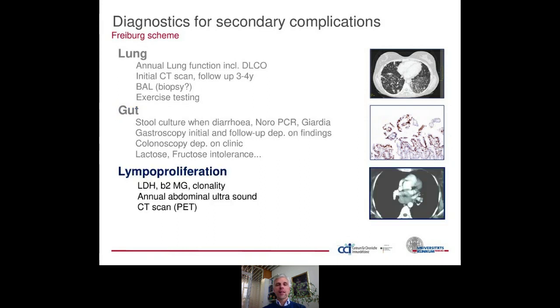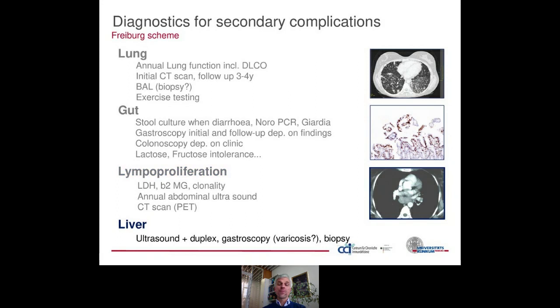Lymphoproliferation is still a headache. Yes, we do have blood markers, which might hint towards a malignancy in these. There's nothing working well. We use these markers. We do annual abdominal ultrasounds, and we do CT scans. We have used PET CT scans, and all of them are puzzle pieces, but none of them prove whether the patient has malignancy or not, and therefore biopsies need to be repeated in case you suspect that malignancy might be present in the patient.